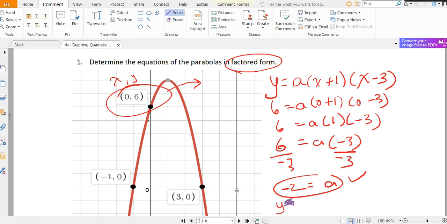So those of you who guessed that right, good job. So here is the full equation. If you were to graph this in Desmos, you would get this exact graph.